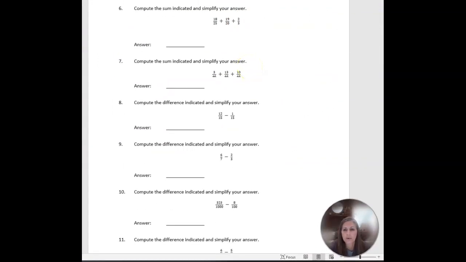Number 6 is a good example. You have 3 different denominators here. So we have 25, 20, and 3. Sorry. So I have to find a number that 25, 20, and 3 will divide into. I'm just going to start listing my multiples of 25. So we've got 25, 50, 75, 100, 125. Let's see if 125 works.